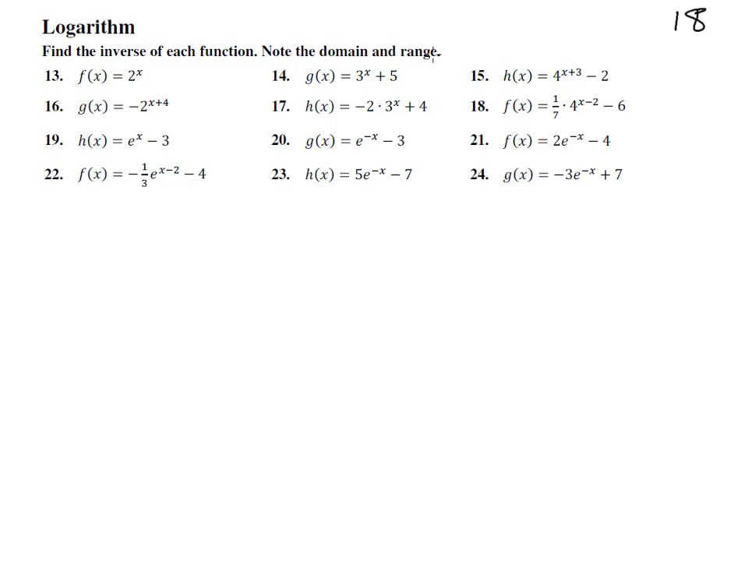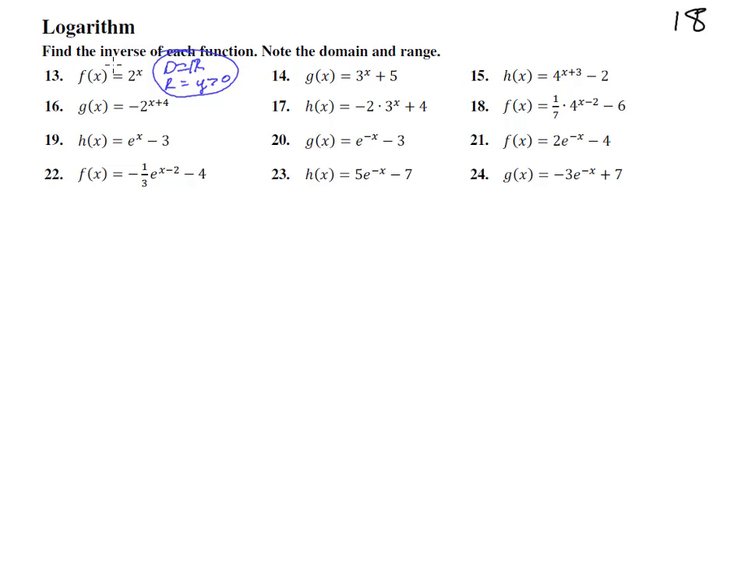Note the domain and range. Well, with inverses, we're switching the x's and the y's places, so the domains and ranges are going to switch. So we'll note the domains and ranges first. Number 13, this is an exponential. Its domain is going to be all real numbers, and its range was y bigger than 0. So let's make sure and switch those when we do it down here.